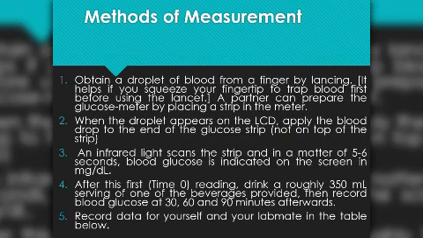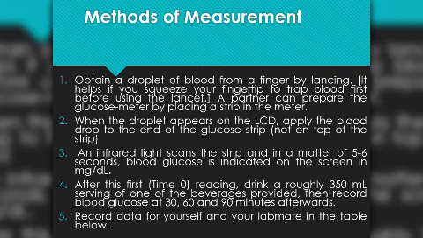Methods of measurement: obtain a droplet of blood from a finger by lancing. A partner can prepare the glucose meter by placing a strip in the meter. When the droplet appears on the LCD, apply the blood drop to the end of the glucose strip. An infrared light scans the strip, and in a matter of 5 to 6 seconds, blood glucose is indicated on the screen in milligrams per dl.